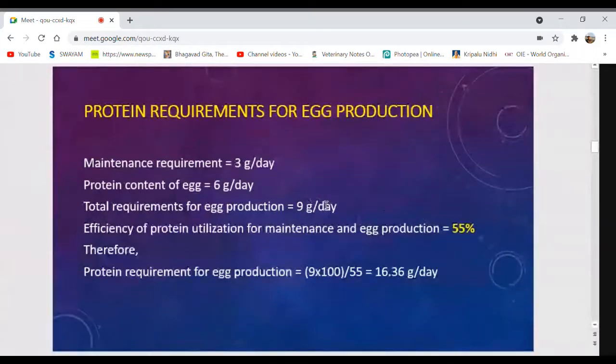That means the energy and protein requirement of the bird, then the density of protein, and the utilization of dietary protein for egg production. So this way, you can calculate protein requirement for egg production. Okay, these are the calculations for energy and protein for broilers and layers.